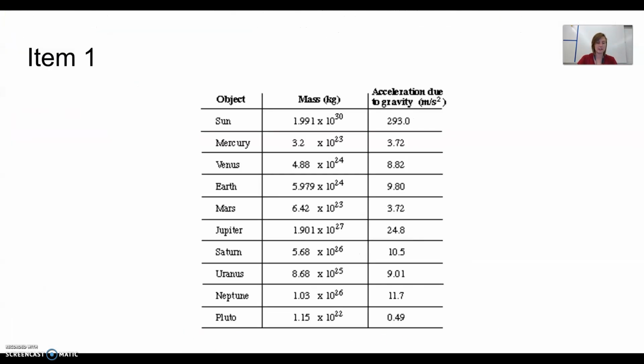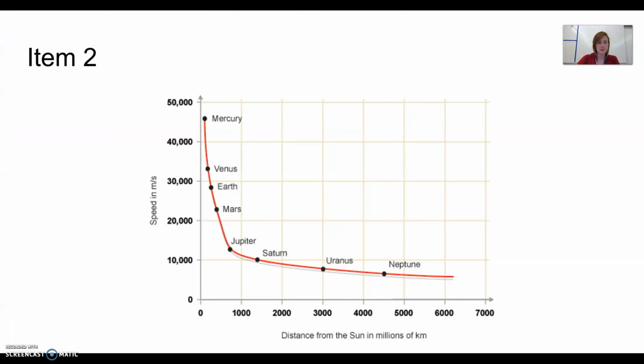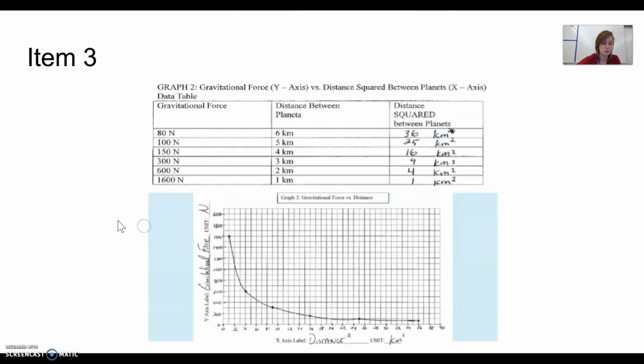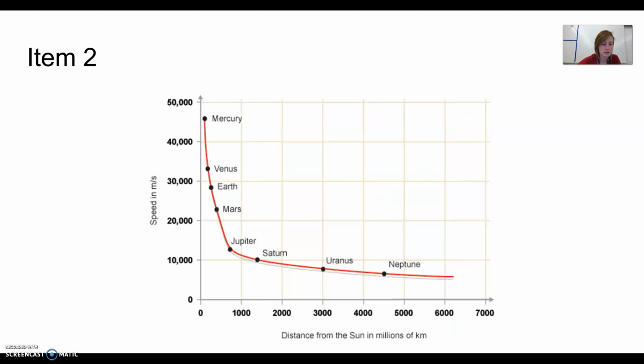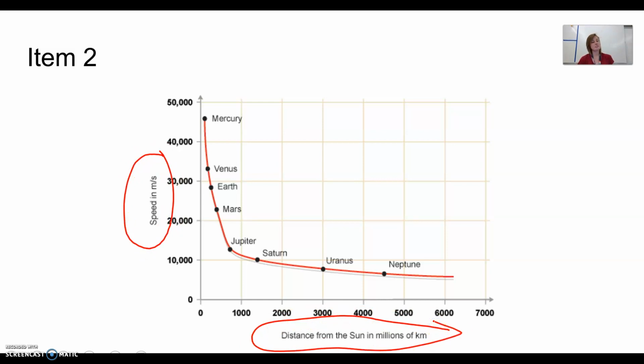So we already said that item 1 supports it. Let's look at item 2. This one is showing the speed. Oh, whoops. Hold on, I gotta turn on my pen first. Here we go. This one is showing the speed of the planet and its distance from the sun. That doesn't really tell us about mass and gravity. So we're gonna say item 2 is not gonna help us with that question.